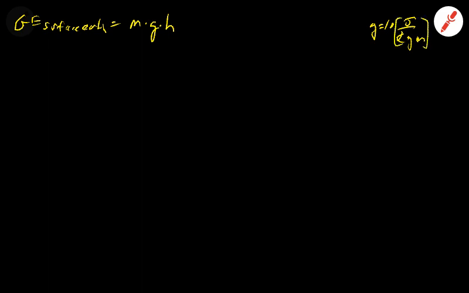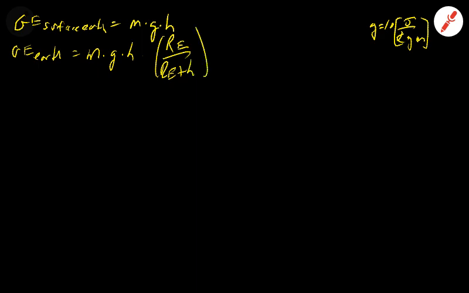Okay, the gravitational energy not near the surface of the Earth, but which will work near the surface of the Earth, is m times g times h times the radius of the Earth over the radius of the Earth plus h. Again, the radius of the Earth is equal to 6.4 times 10 to the 6 meters.